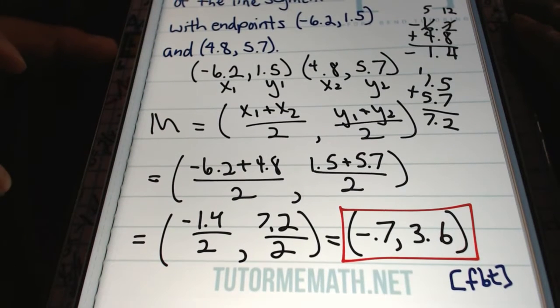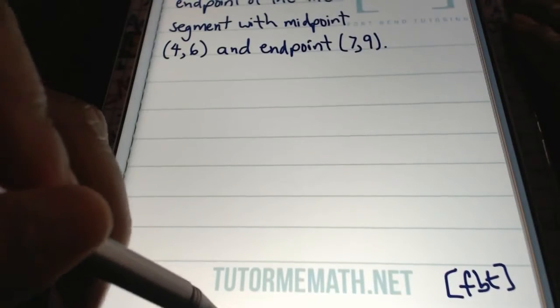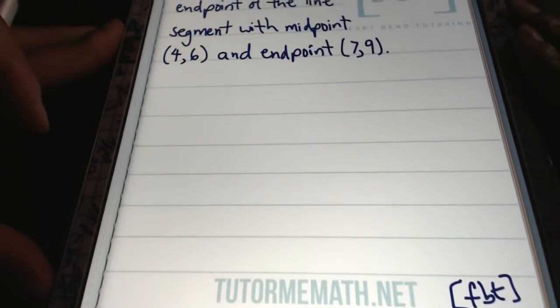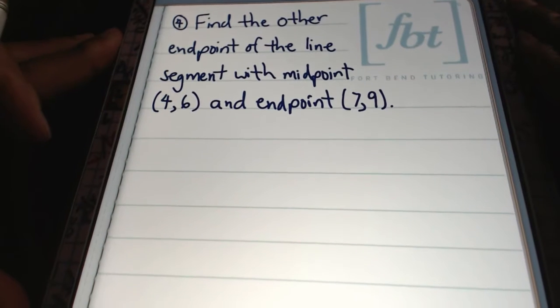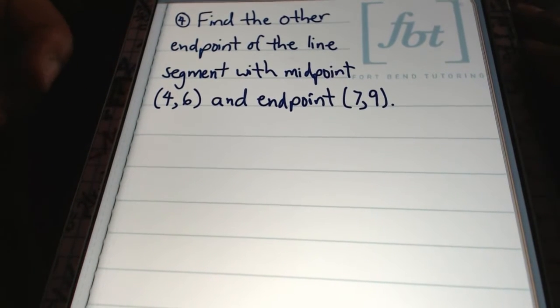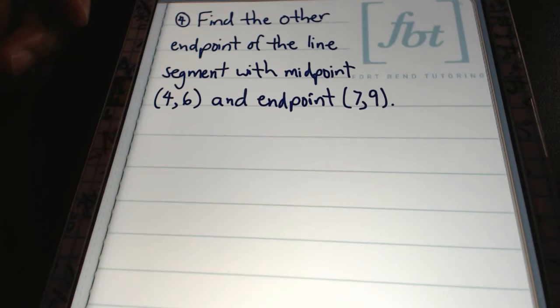So now that we have the audio working correctly and more people in the chat helping out, maybe we can get this underway correctly with problem number 4, ladies and gentlemen. In number 4, it says to find the other endpoint of this line segment with midpoint (4, 6) and endpoint (7, 9). In this case, we're not solving for the midpoint. We already have the midpoint, but we can still utilize the midpoint formula to answer the question.